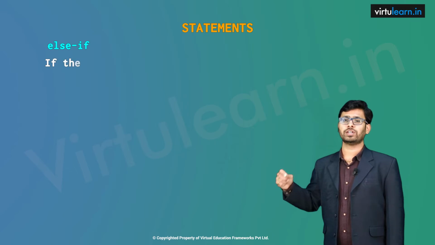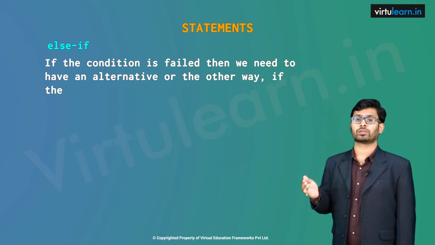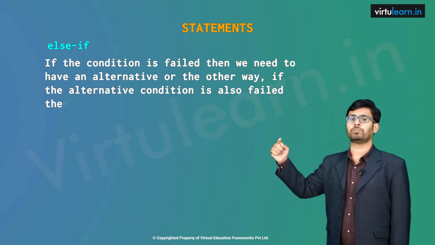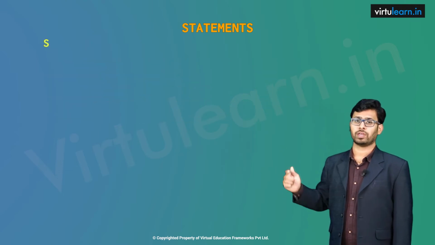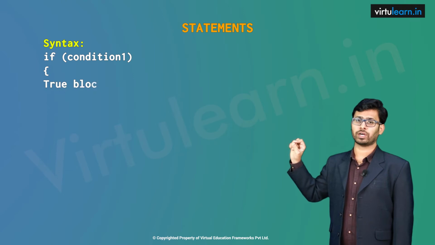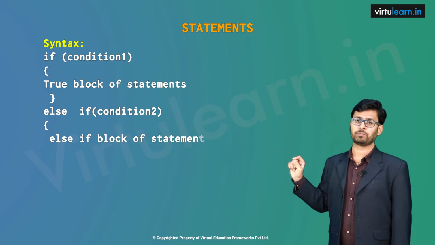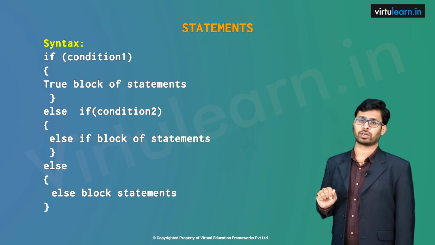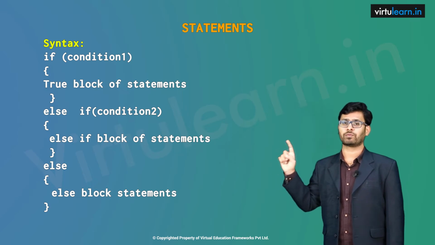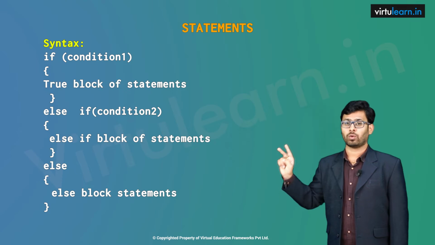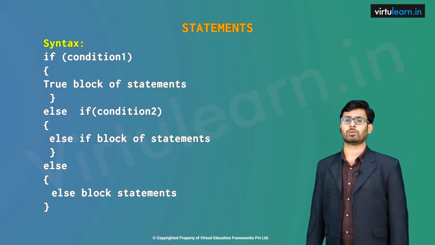Else if. If the condition is failed, then we need to have an alternative or the other way. If the alternative condition is also failed, then we need to check the other possible conditions. That is what we call as else if. If condition 1, the true block statements will be executed from the if condition. Else if condition 2, the else if block statements will be executed. Else the else block statements will be executed. That is, if condition 1 is true, only the true block of statements will be executed. If condition 2 is true, then only the else if block statements will be executed. If both the conditions are failed, then the last else block will be executed.